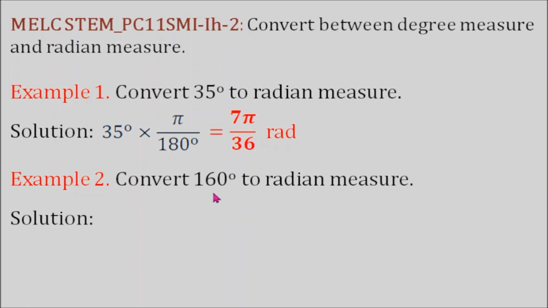Example number 2. Convert 160 degrees to radian measure. Again, we will just multiply it by pi over 180 degrees. So degrees cancel out, and then if we are going to simplify this, this will give us 8 pi over 9 radians.